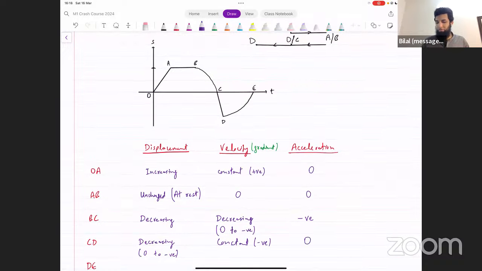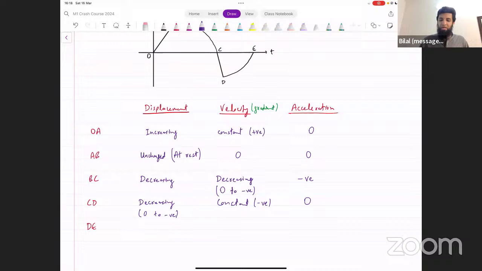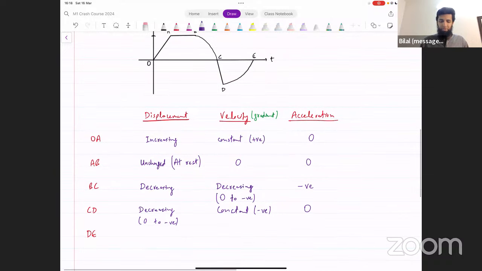If the gradient is constant, if the velocity is constant, there's no acceleration. Acceleration is going to be zero. And then the last part, DE, what's happening in that part? What about displacement? It's increasing, right? How is it increasing?